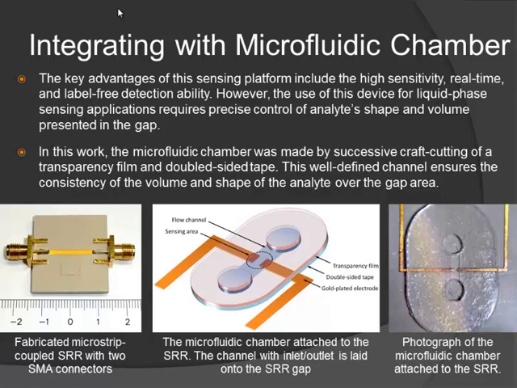However, when we want to use this device in the liquid phase, we have to control the precise analyte shape and volume presented to the gap. So in this work, we use transparency film and double-sided tape fabricated by craft cutting. Then we attach it onto the gap to control the sensing area of the work. And this is the fabricated device.